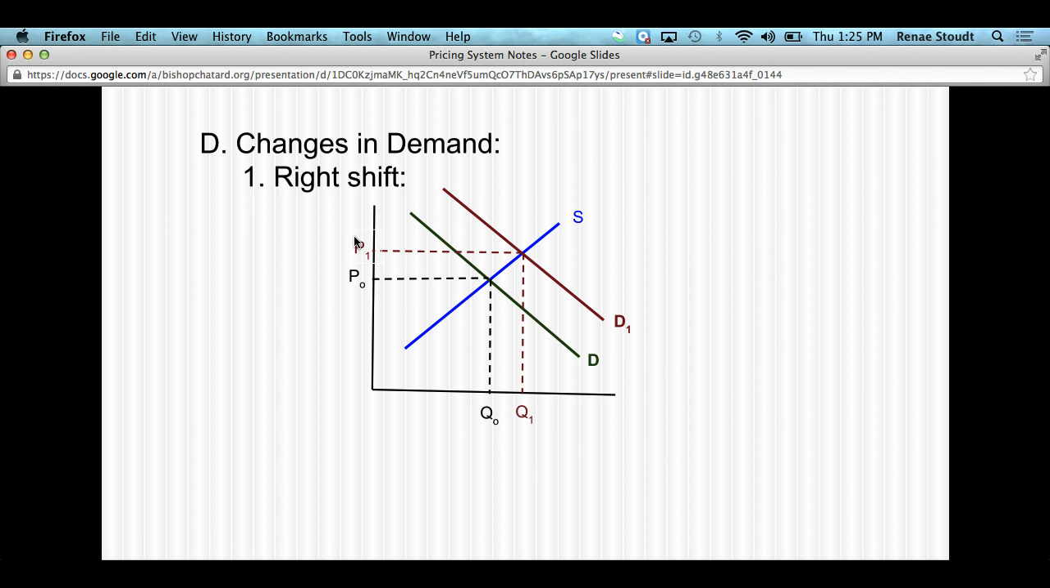What happened to my price, going from the old equilibrium to the new equilibrium? It went up. What happened to my quantity going from the old quantity to the new quantity? It went up as well. So remember, the corner is 0. Okay? So anytime you have a right shift in demand, your equilibrium price and quantity will increase. So, right shift in demand, price and quantity will increase.